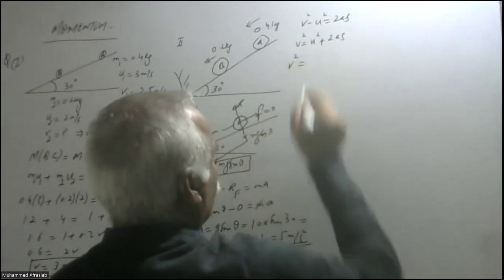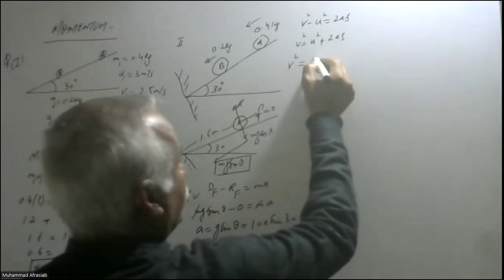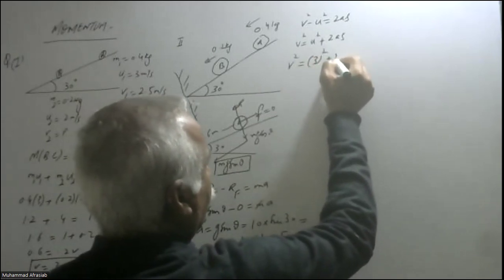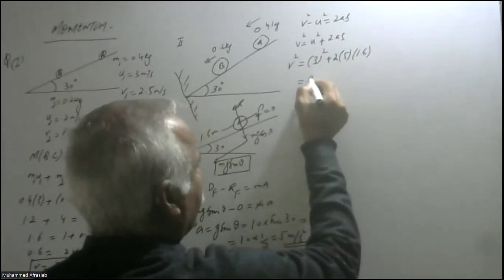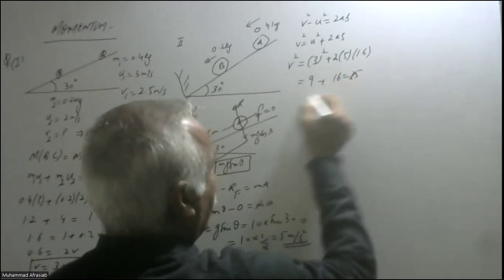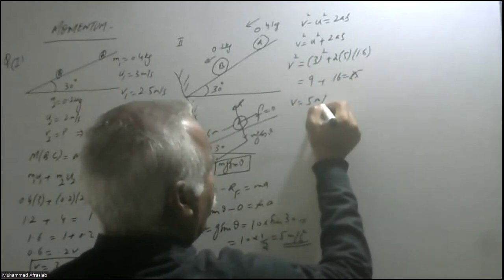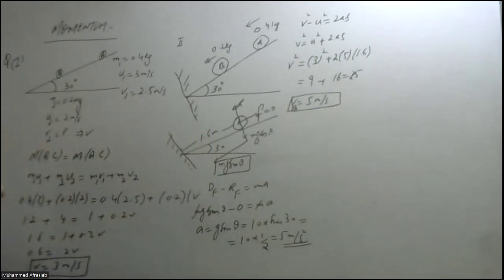Here u is the speed of that particle after this, which is going to be 3 meters per second. So v square is 3 squared plus 2 times the acceleration, 5, times the distance moved, 1.6. So 9 plus 16 is equal to 25, or v is equal to 5 meters per second, which is the speed of particle B when it hits the barrier at a distance of 1.6 meters from that.